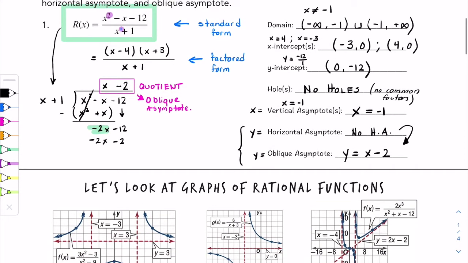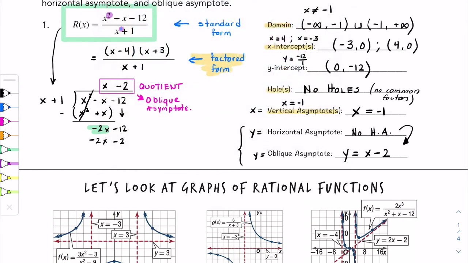So just briefly, I'm going to use a highlighter to indicate which ones go with which. Factored form will be highlighted in yellow. Domain comes from factored form. X-intercepts come from factored form. Holes come from factored form. Vertical asymptote comes from factored form.